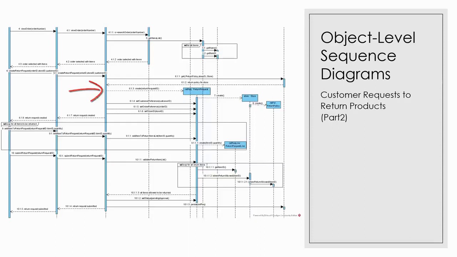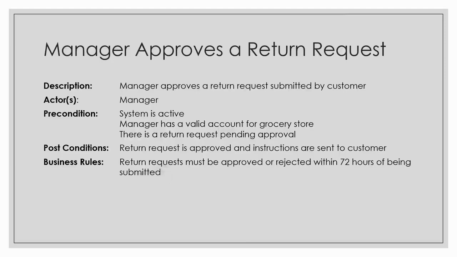The next loop represents a customer selecting each item and then being added to the return request. The last step here is when the customer submits it, and the system must validate each item against the return policy through this loop. We can now discuss the last use case.